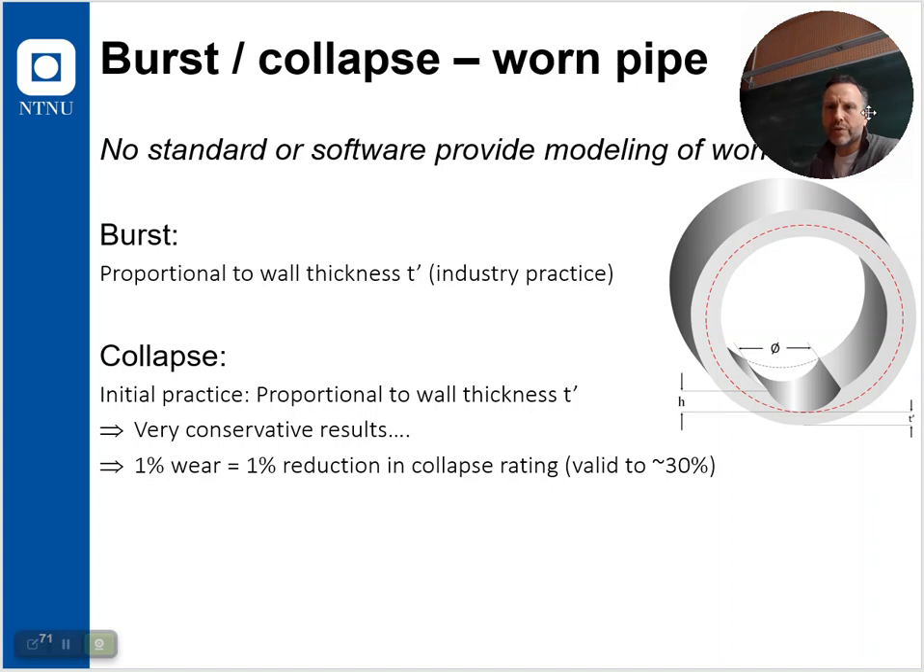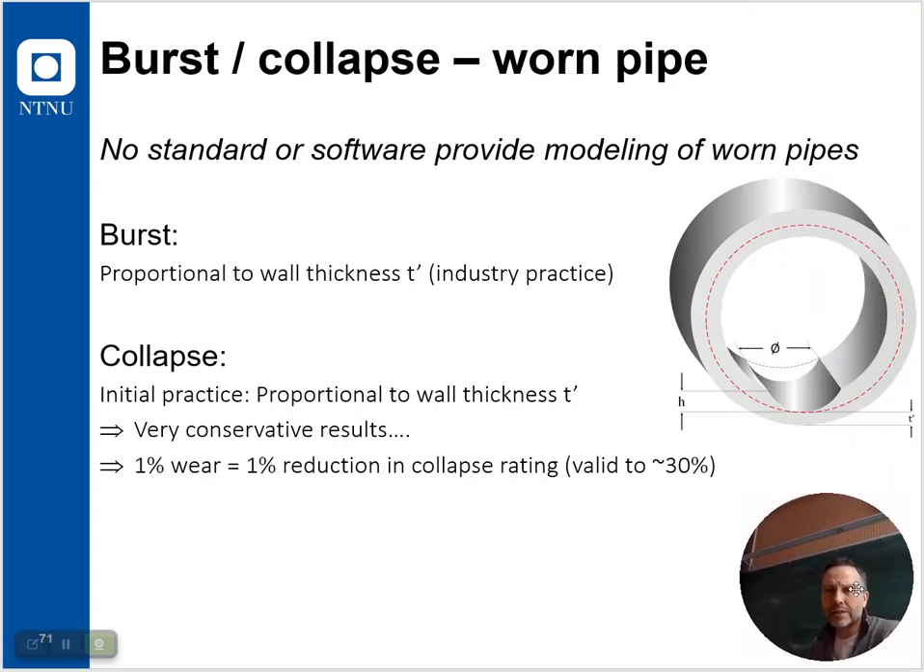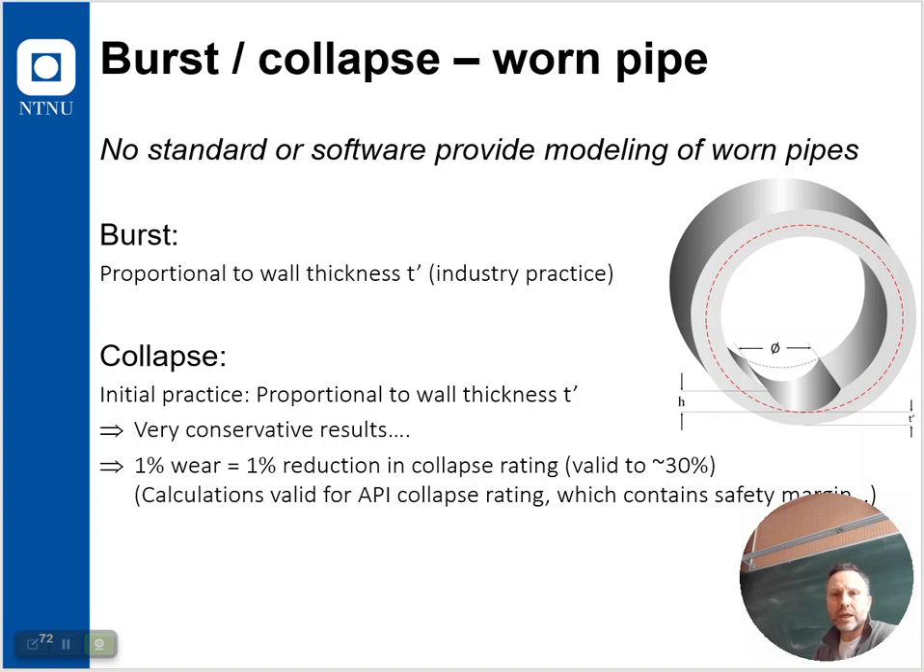There was a question in one of the earlier classes. There is no standard providing a model for worn pipes. No software does that. But what they say in the industry is that 1% wear equals 1% reduction in collapse rating, up to 30% wall loss. And that's relating to the API calculations, not to the real ones.